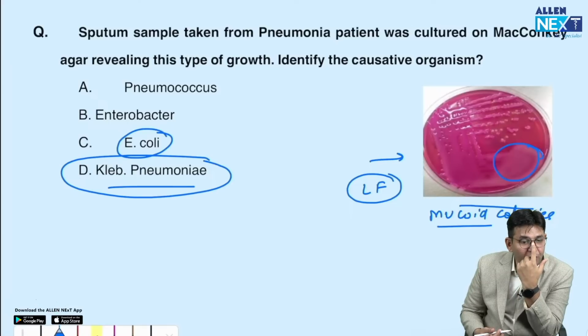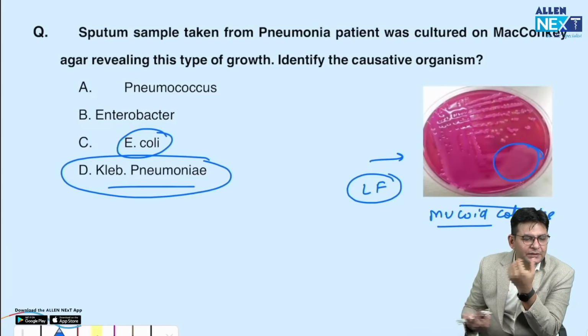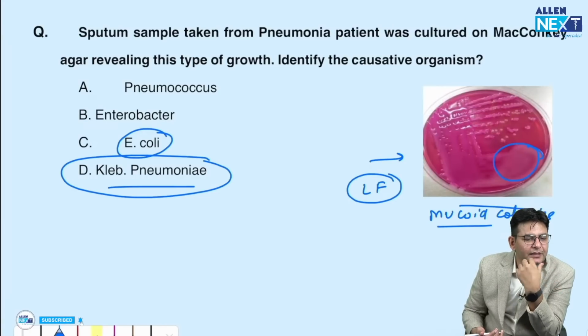So gram negative, non-motile, encapsulated, lactose fermenting, facultative anaerobe, rod-shaped bacteria. Okay, you can add one thing more if you have written so much. You can add that it is urease positive, and it is the one which produces mucoid colonies. It is one of the common nosocomial infections; this particular fellow is there in that.